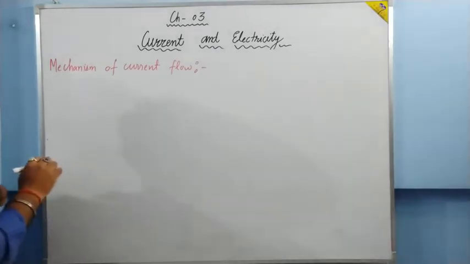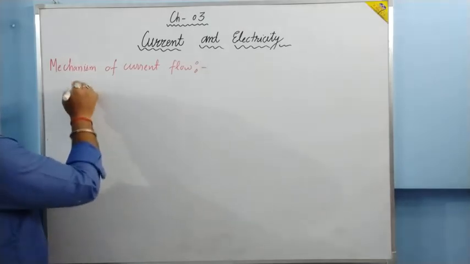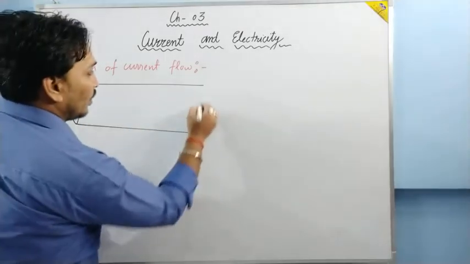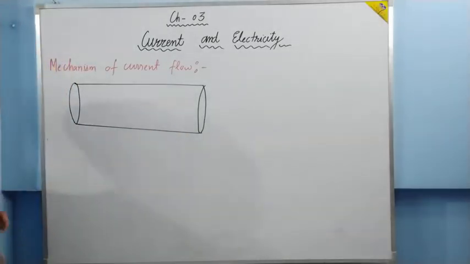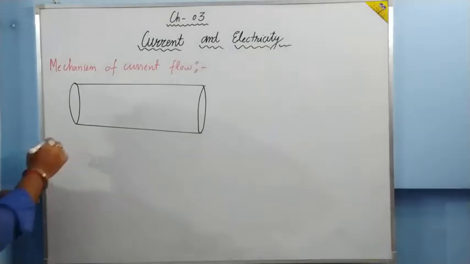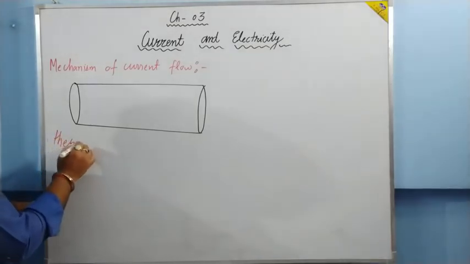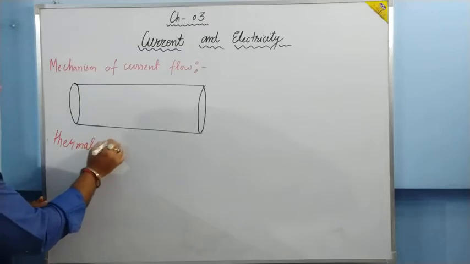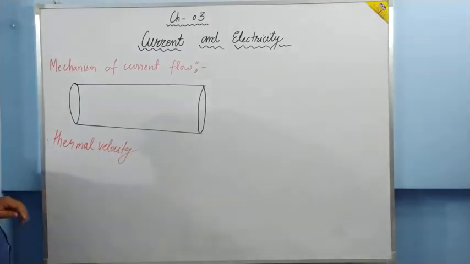First of all, you need to understand that suppose a conductor is kept over here like this. There is no electric field, no potential difference applied, nothing. Only the conductor is kept over here. Will the electrons of the conductor be at rest? No, not at all. At room temperature they get out of the atom, and now they start moving with thermal velocity, the velocity due to the heat they absorb.